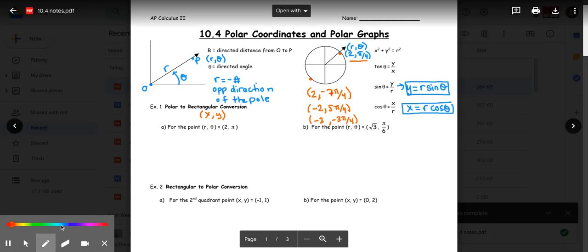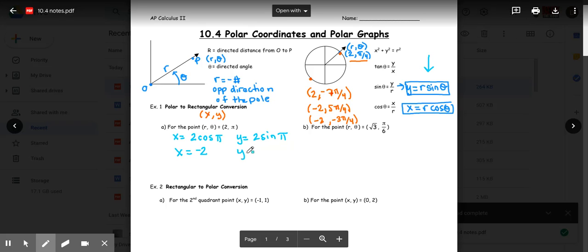I'm just going to pick a different color. Okay, so we have our r is 2 and our theta is pi. So we could just simply use these equations right here, that x equals r cosine of theta. So that would mean x equals -2, because cosine of pi is -1. And then y equals r, which is 2, times sine of theta, which would be sine of pi. And sine of pi is 0, so y would be 0.